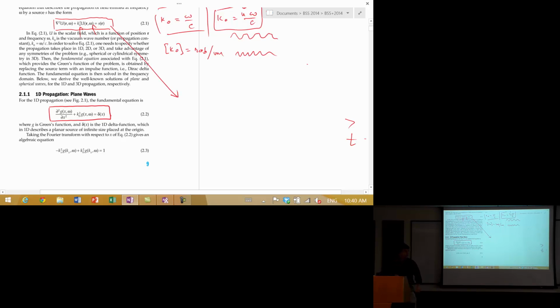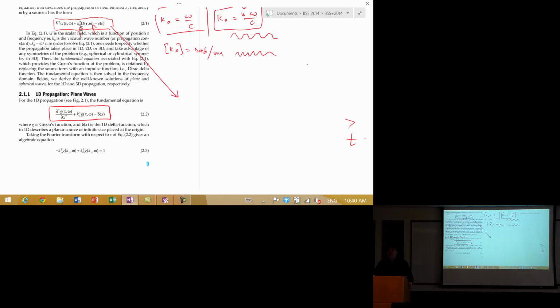I would like to take the Fourier transform of this in space. How many of you know what the Fourier transform of a Laplacian operator is? It's a second order derivative in space. Do you know what that will give you in the frequency domain? Omega squared.